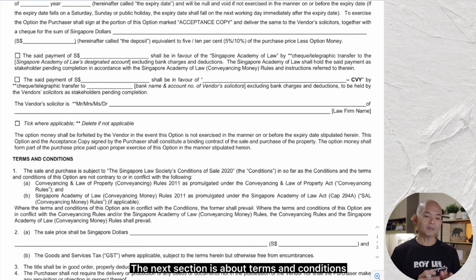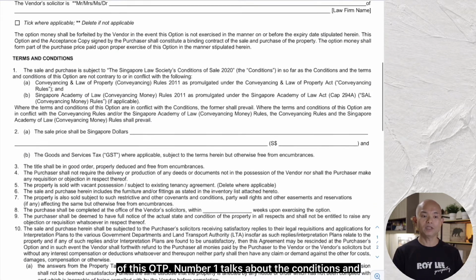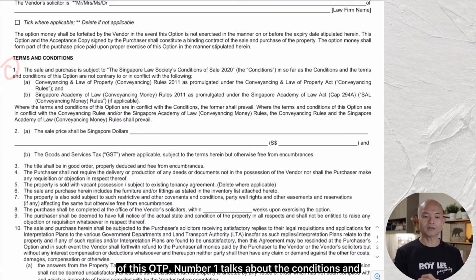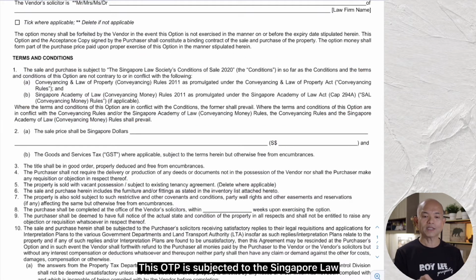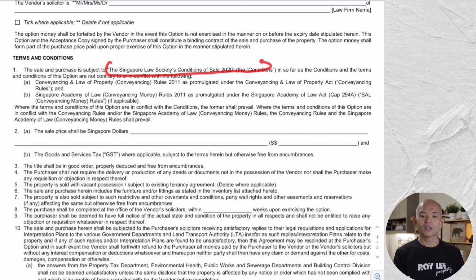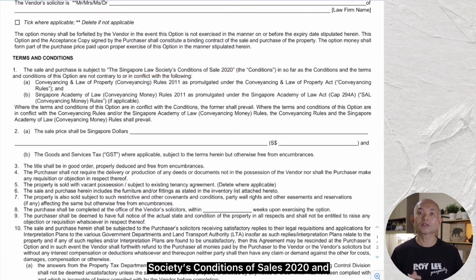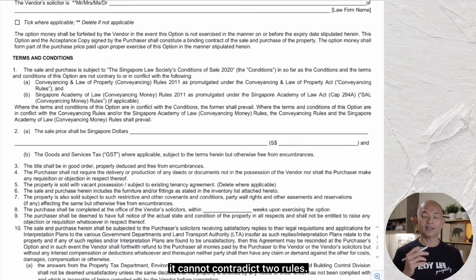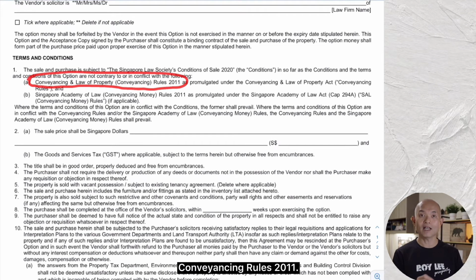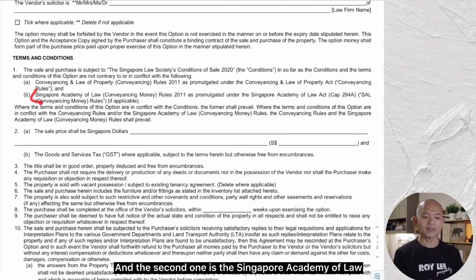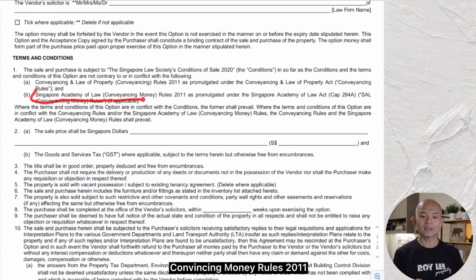The next section is about the terms and conditions of this OTP. Number 1 talks about the conditions and rules that govern this OTP. This OTP is subject to the Singapore Law Society's Conditions of Sale 2020, and it cannot contradict two rules. The first is the Conveyancing and Law of Property Conveyancing Rules 2011, and the second one is the Singapore Academy of Law Conveyancing Money Rules 2011.